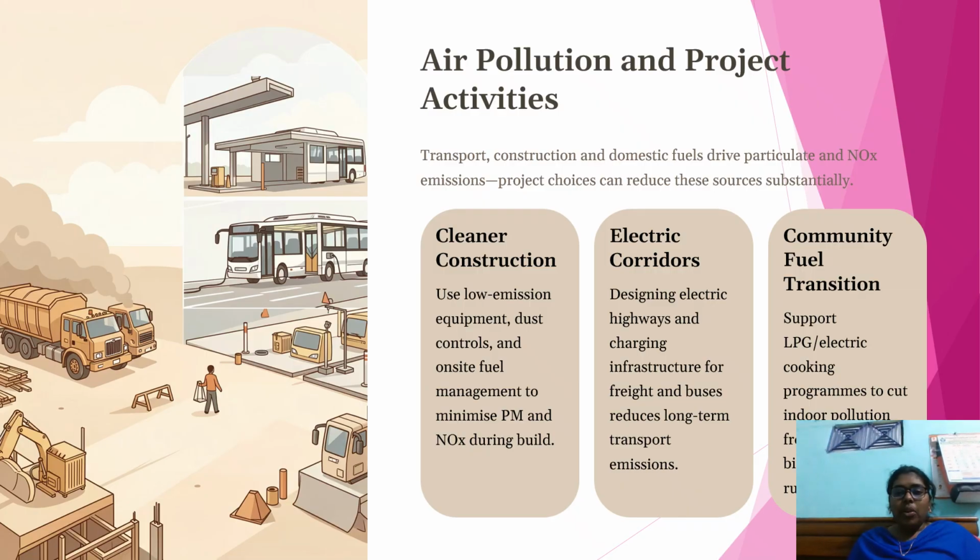For air pollution, project activities, transport and construction depend on fossil-fuel-driven emissions, so project choices can reduce these sources. Cleaner construction means using lower-emission equipment, dust controls and construction fuel management to minimize PM and NOx during the build. Electric corridors means designing electric highways and charging infrastructure for fleets and buses, which reduces long-term transport emissions. Community fuel transition means supporting LPG and electric cooking programs to cut indoor pollution from burning biomass.